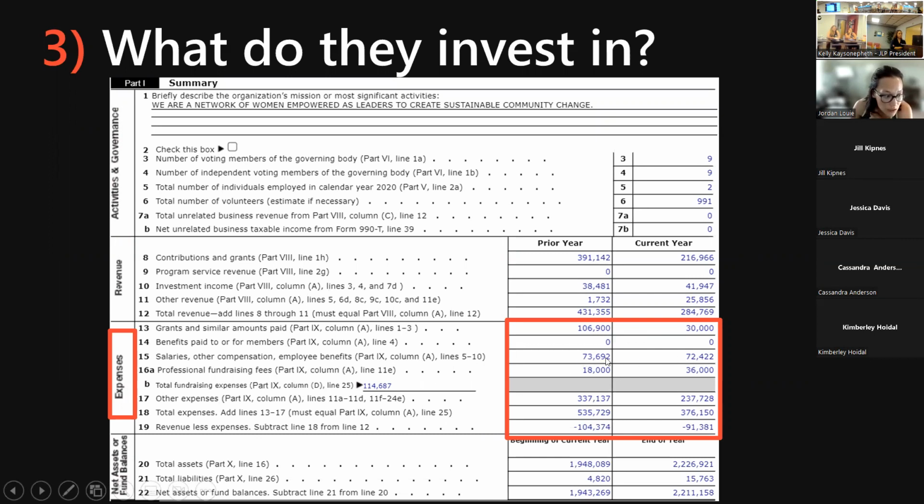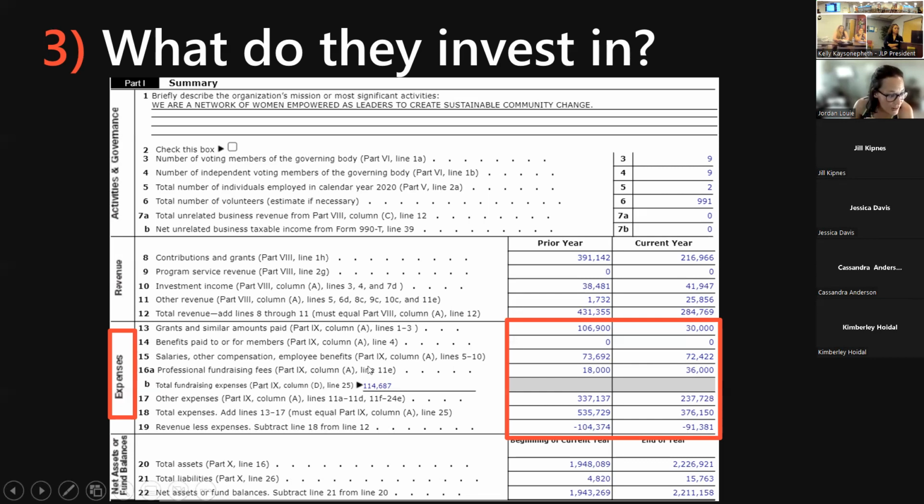Your employee totals or benefits paid to and for members, 0. I think that's what we would expect for a junior league. And then salaries. So, about $75,000 for 2 employees. That makes sense to me.